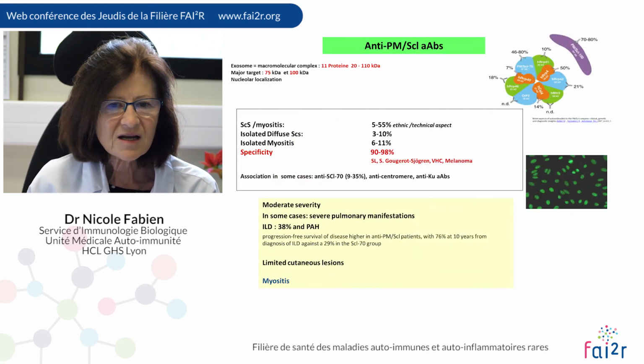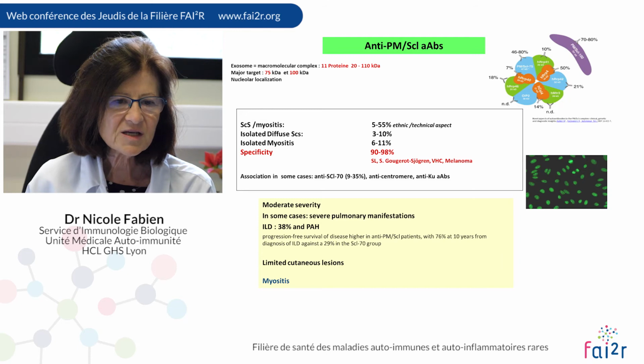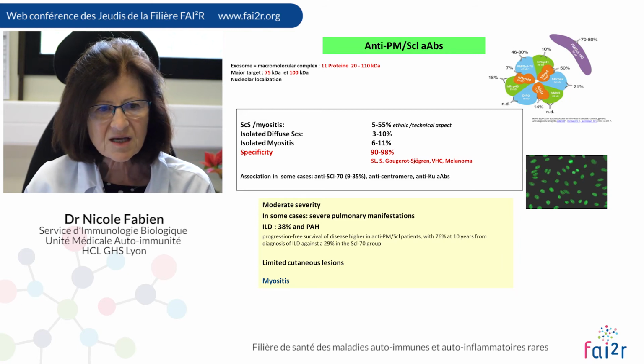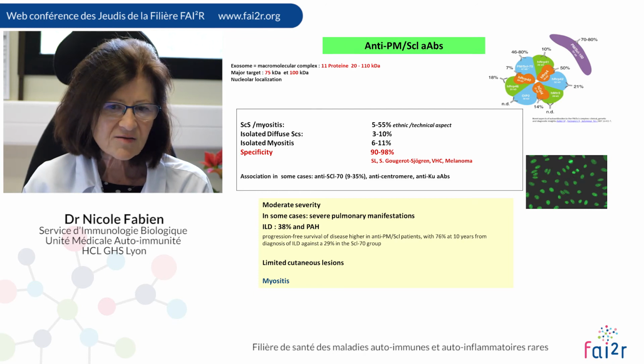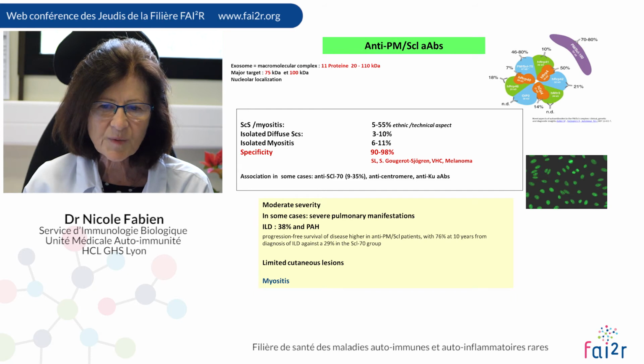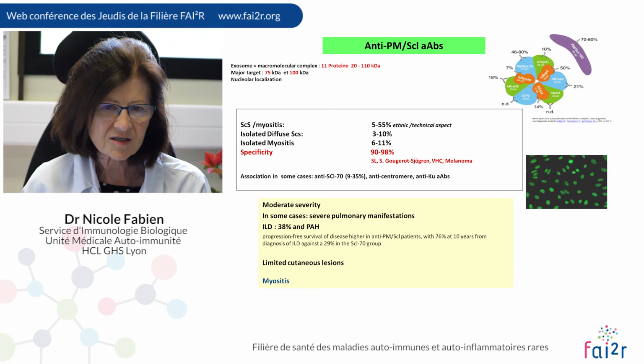Anti-PM/Scl antibodies are present in patients with both diseases, scleroderma and myositis, with a moderate severity, and they give a typical speckled and nucleolar pattern, which is very characteristic of those autoantibodies.